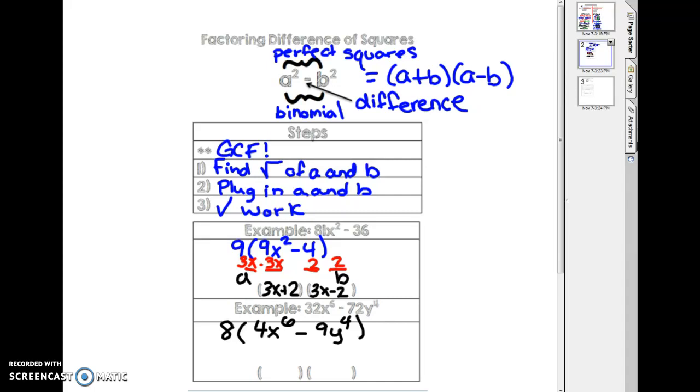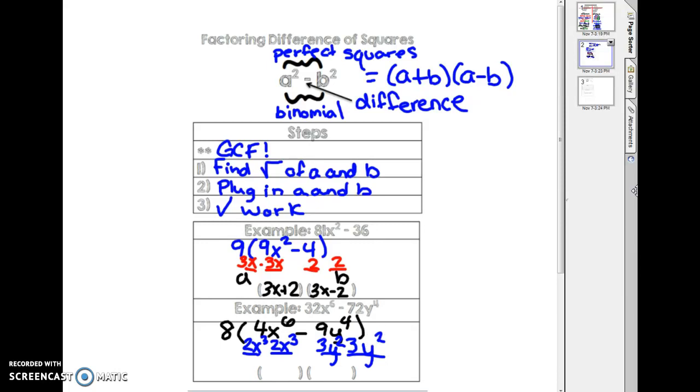Okay. Now I have to figure out what times what is 4x to the 6. So let's talk about the number. What times what is 4? Well, hopefully you know 2 times 2. Now I have to break up this x to the 6. Now if I'm breaking it up into 2, I've got to break it up evenly. So that would be x cubed times x cubed. Okay. Same thing over here. I've got to break it up. What times what is 9? Well, 3 times 3. Now I've got to break up this y to the 4th evenly. So it's got to be y squared times y squared.